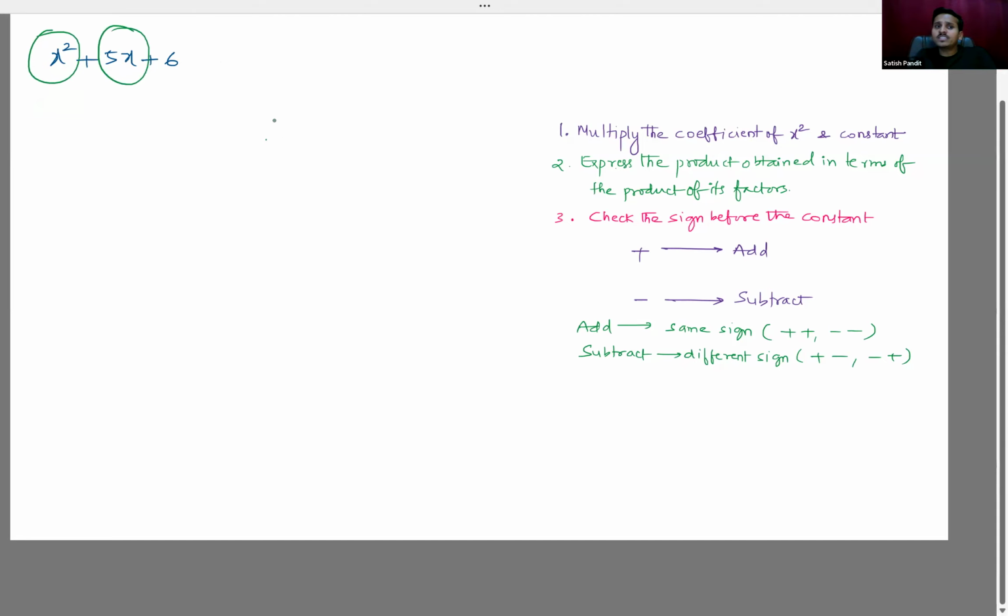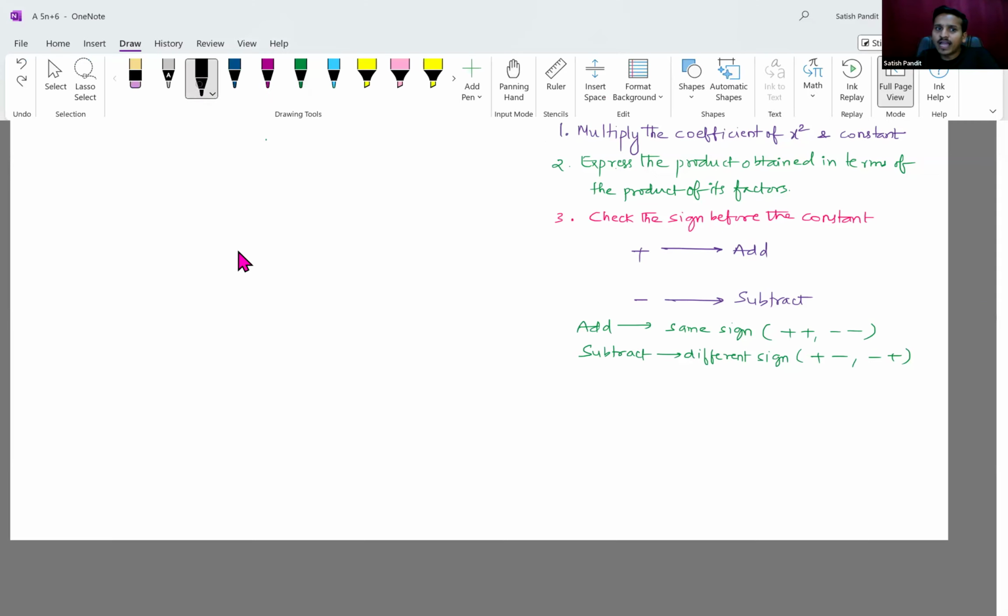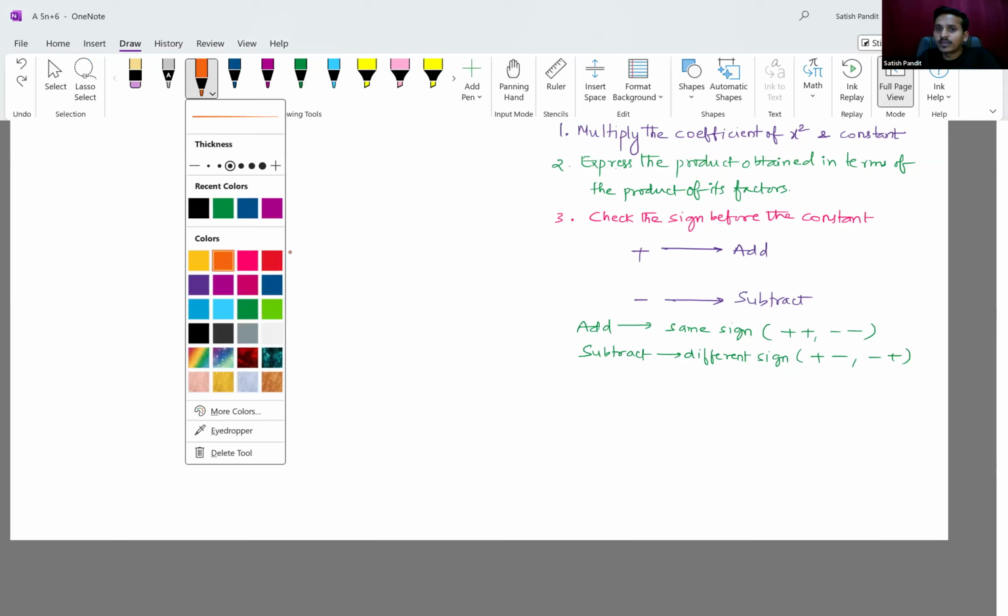Now the only term which contains x square is this one, right? To find the coefficient of x square, go to this term. Now remove x square in that term. What is left? 1 is left, right? So the coefficient of x square is 1. So the first step is to multiply the coefficient of x square and the constant. We have figured out that the coefficient of x square is 1.